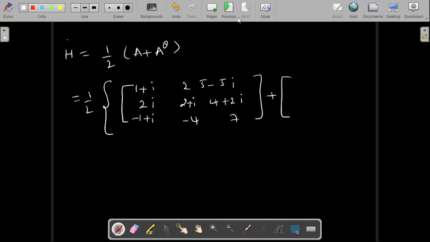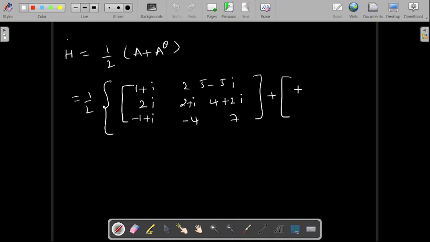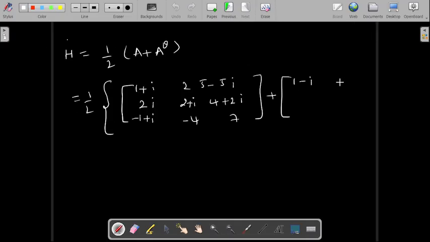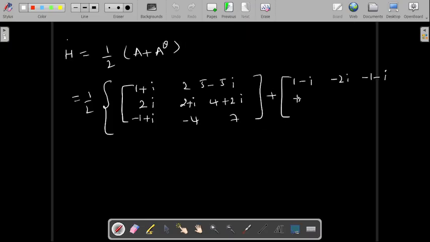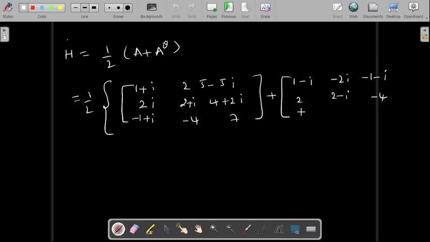Next, the A power theta matrix: [1 minus i, minus 2i, minus 1 minus i; 2, 2 minus i, minus 4; 5 plus 5i, 4 minus 2i, 7].